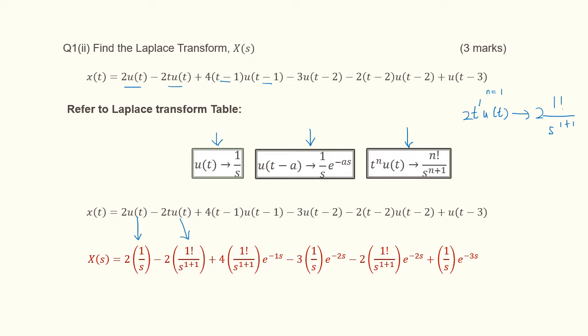Move on to the next component. Again, you still have the t u(t) function, but there's a shifting property as well. In this case, this is for t u(t), so t is still to the power of 1, so 1 factorial divided by s to the power of n plus 1, so 1 plus 1. Since there's a shifting property, u(t minus a) will have multiplication by an exponential function in the s domain. So in this case, u(t minus 1), therefore your a equals 1.